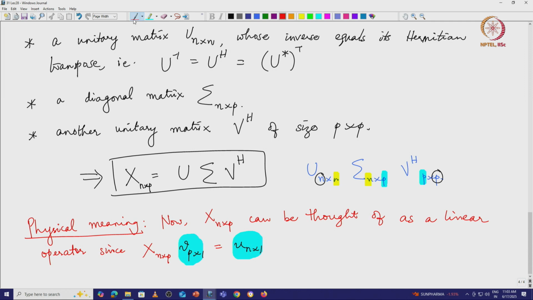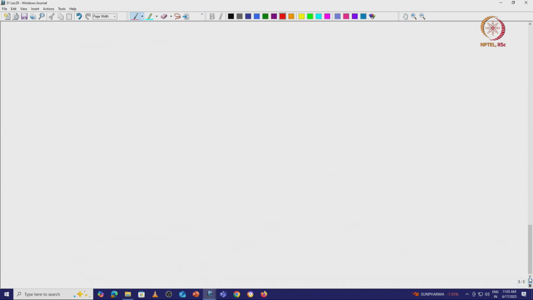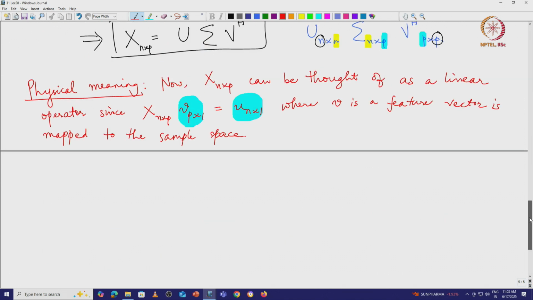okay, where V is a feature vector of size p by 1 is mapped to the sample space, right. You know that there are n data points. So, this is some sort of a mapping to the sample space.